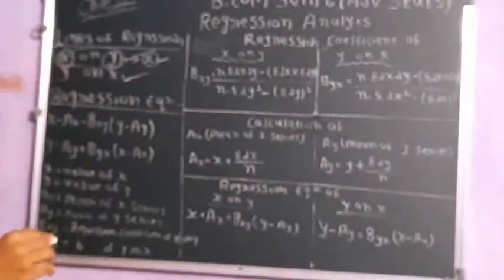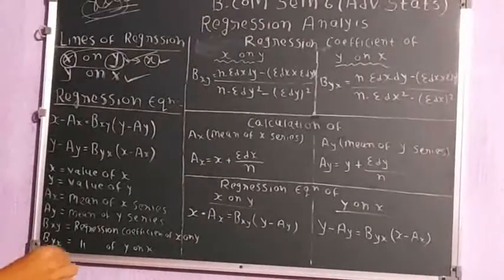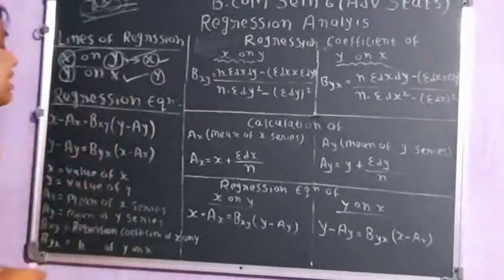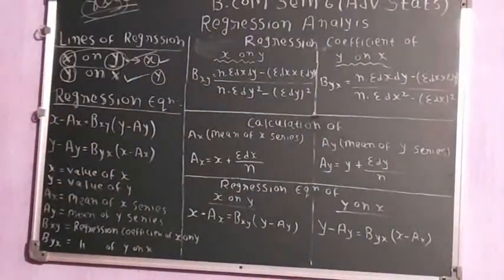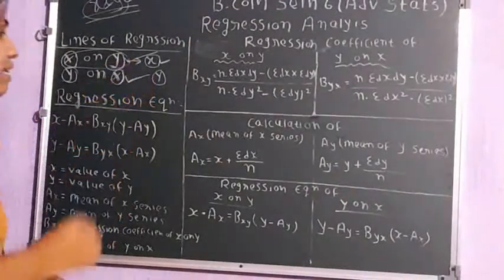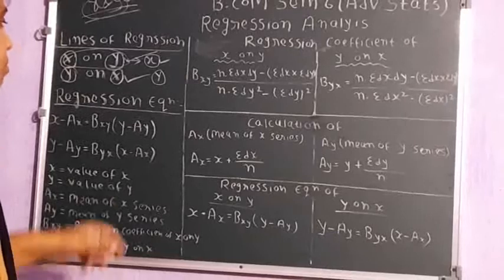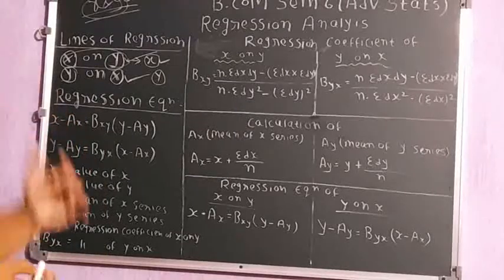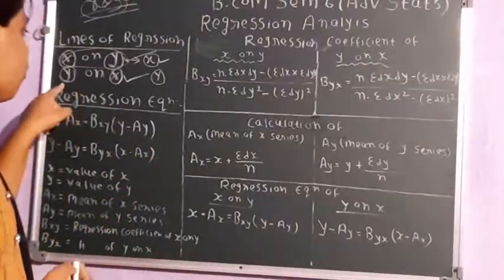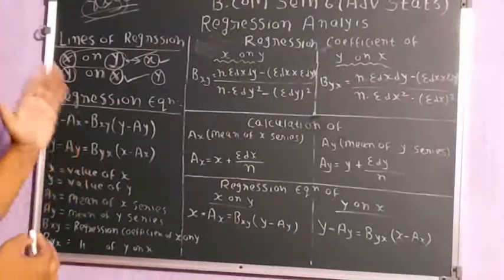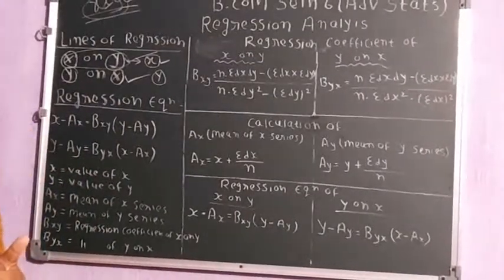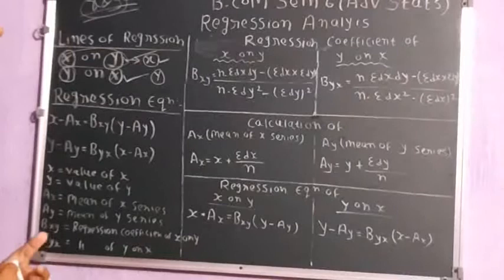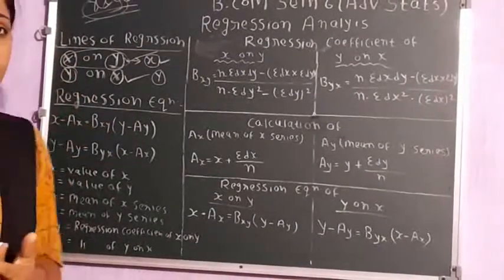This line of regression is used to predict the value of the y variable. In this case, y is the dependent variable and x is the independent variable. Why? Because by using the value of the x variable, we are trying to predict the value of the y variable. That is why in y on x, x is considered the independent or known variable and y the dependent or unknown variable. This way we have two lines of regression.